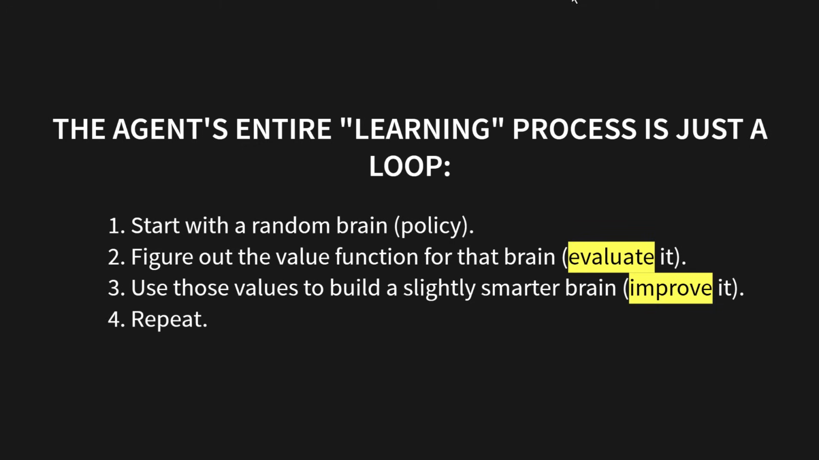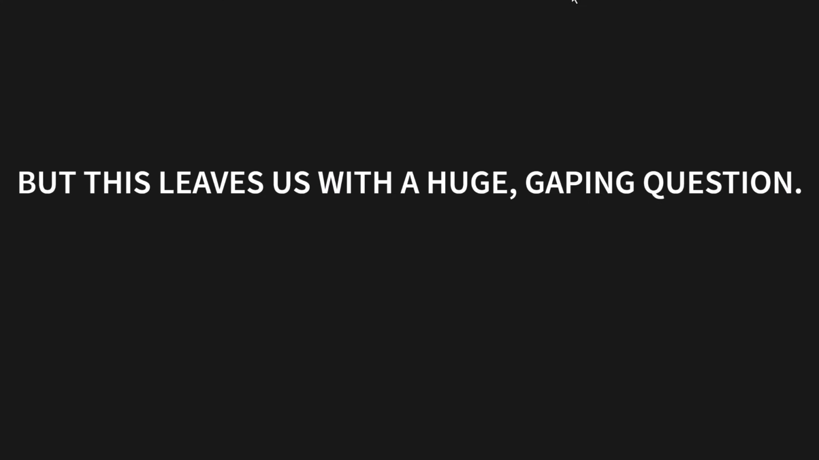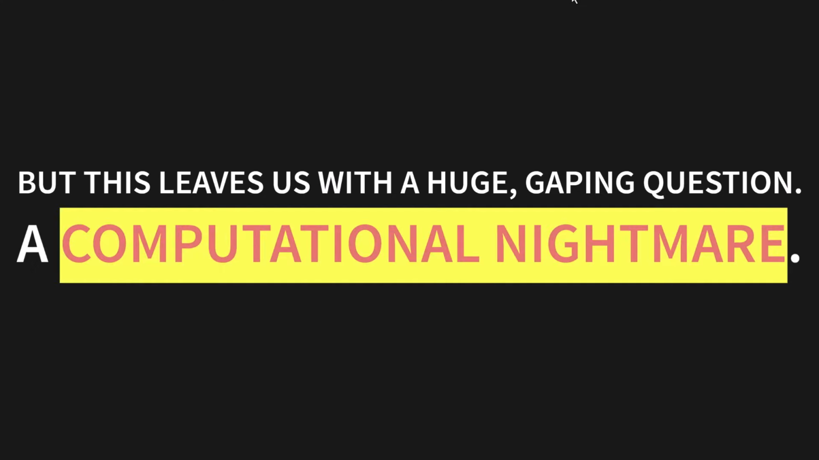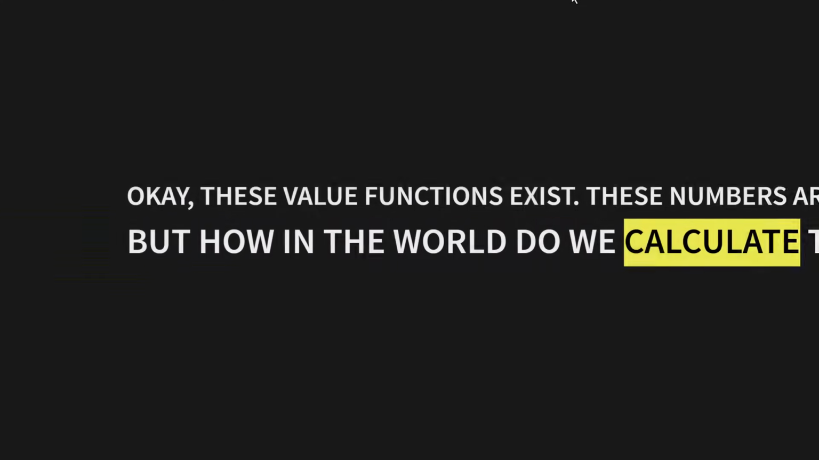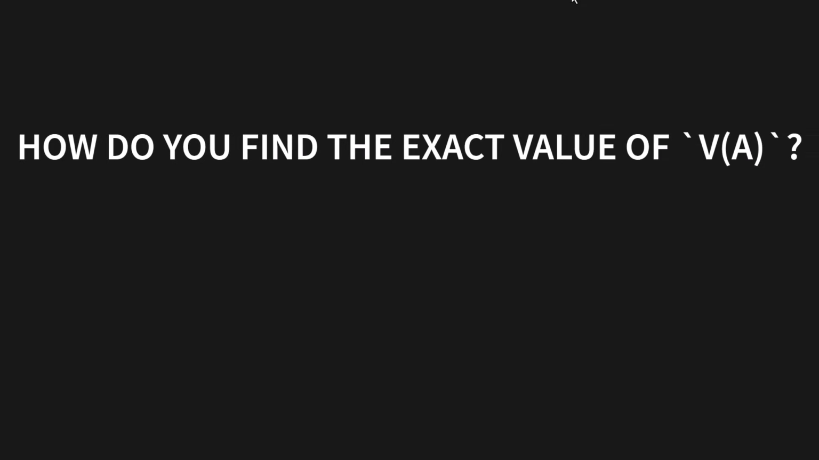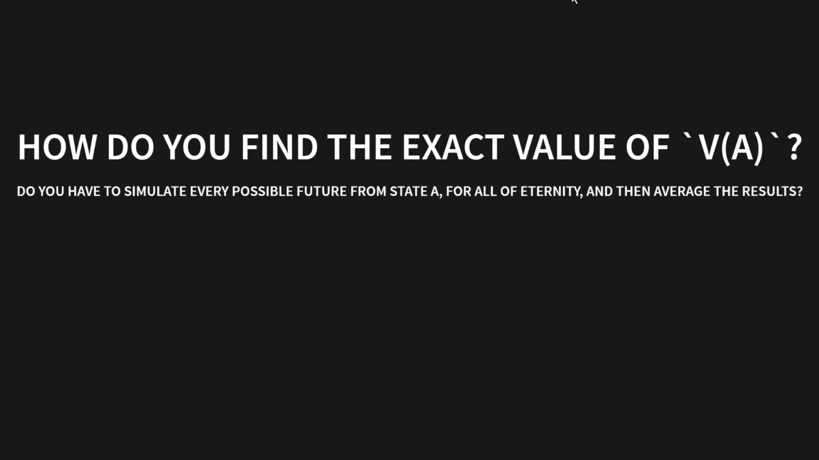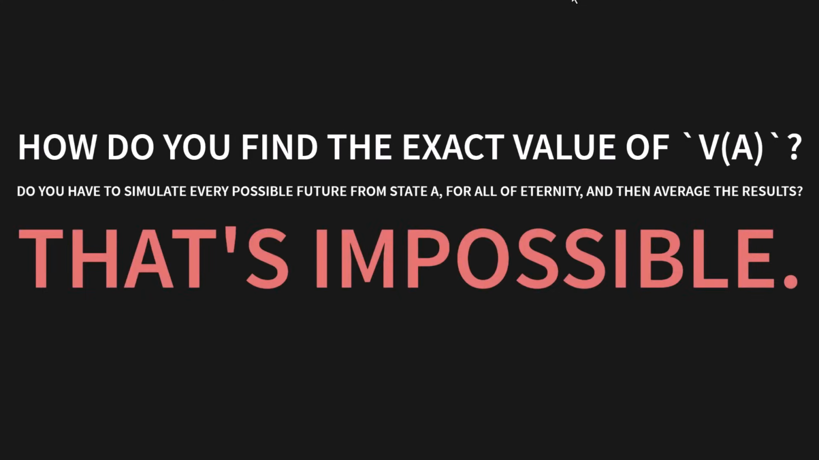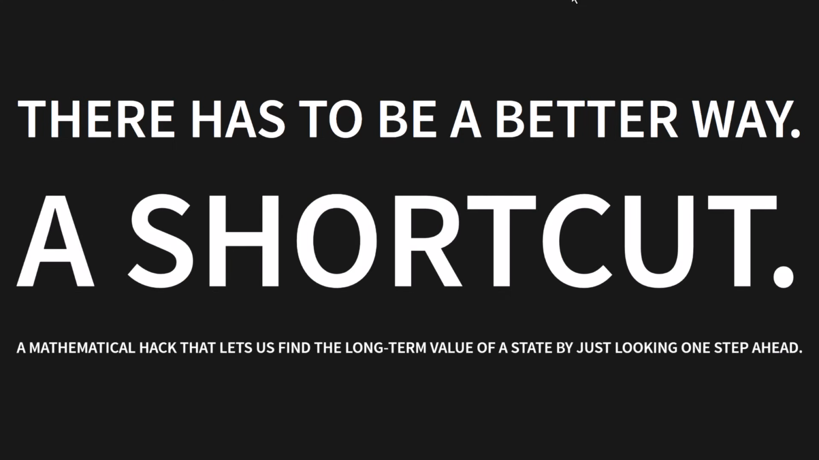But this leaves us with a huge gaping question. A computational nightmare. Okay, these value functions exist. These numbers are real, but how in the world do we calculate them? How do you find the exact value of being in state A? Do you have to simulate every possible future from that state for all of eternity and then average the results? That's impossible. It would take an infinite amount of time. There has to be a better way, a shortcut, a mathematical hack that lets us find the long-term value of a state by just looking one step ahead.